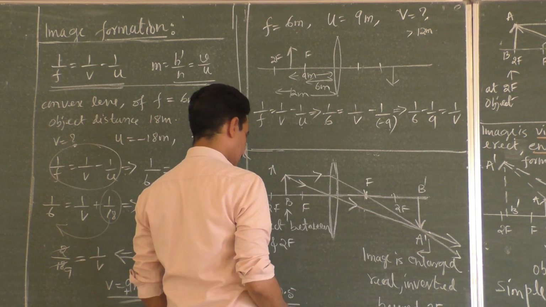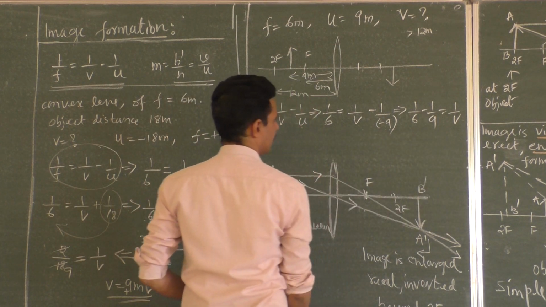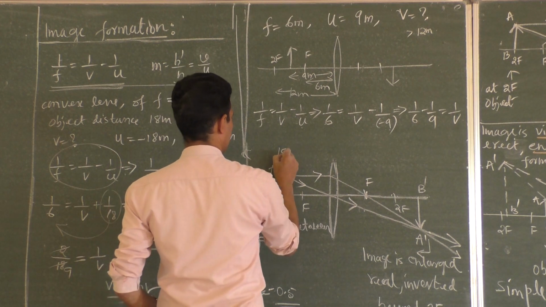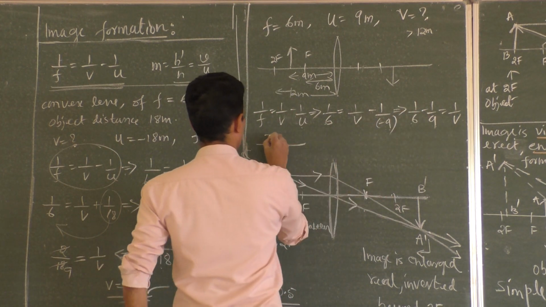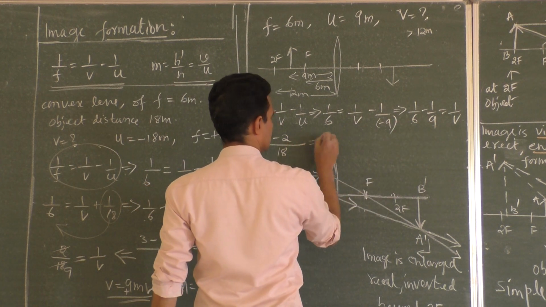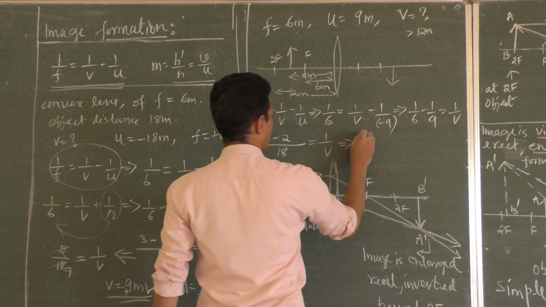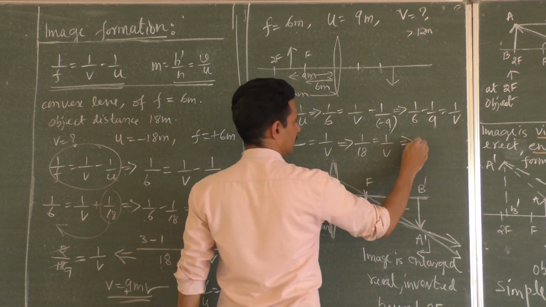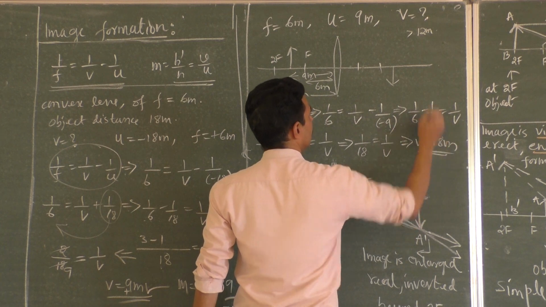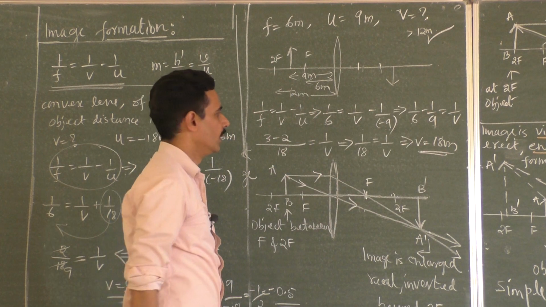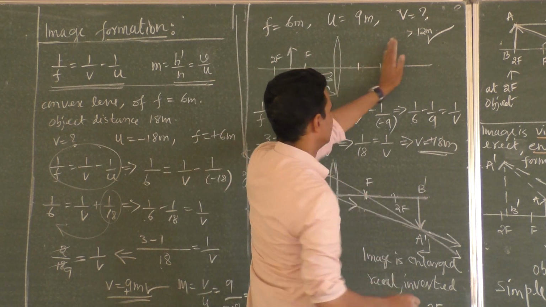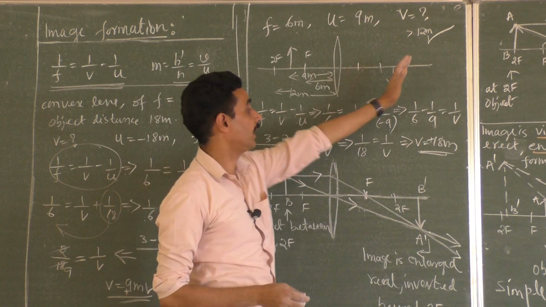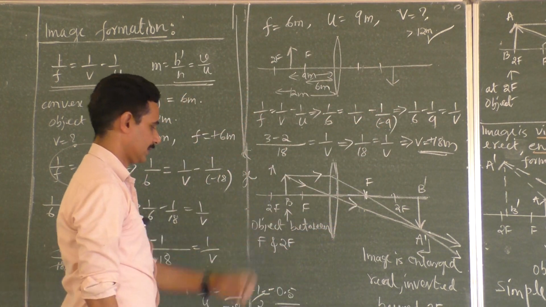So shall I take 18 as common? I can take 18 common, 3s are 3, minus 2s are 2, equal to 1 by V. That implies 1 by 18 is equal to 1 by V. V is equal to 18 meters. Is it greater than 12? Exactly. And plus, what is plus on the other side? It is formed on the right side of the lens. It is sure 2F lies away from this. Okay, so this part is proved now.